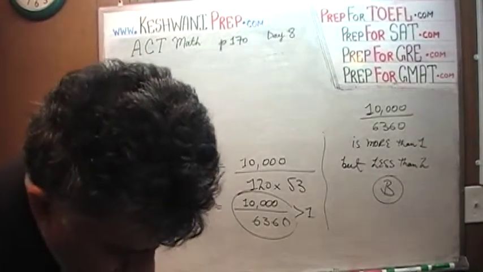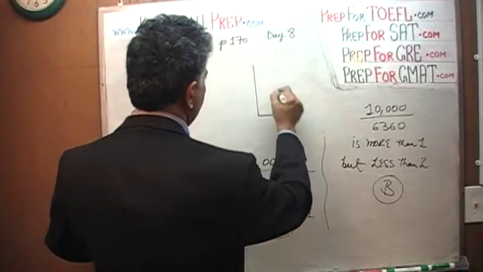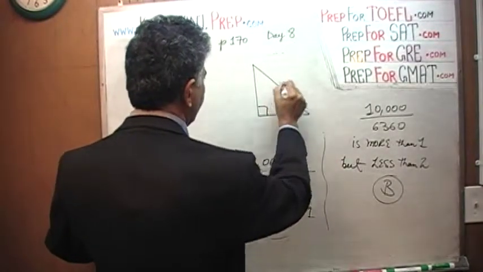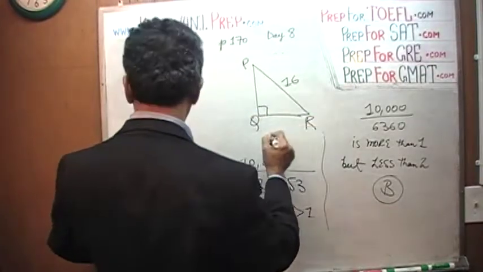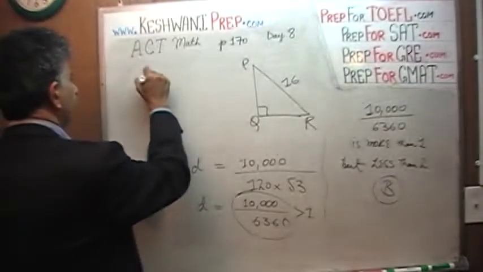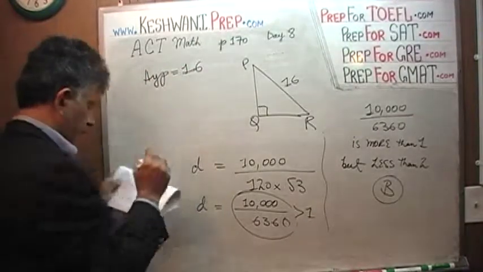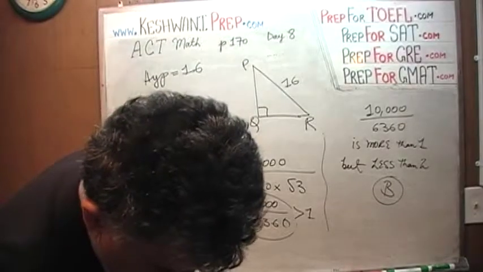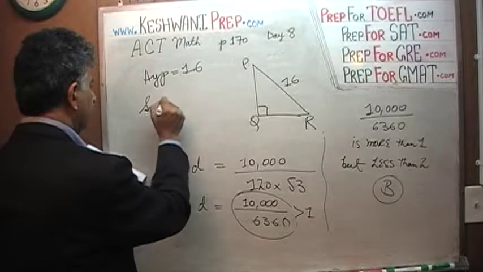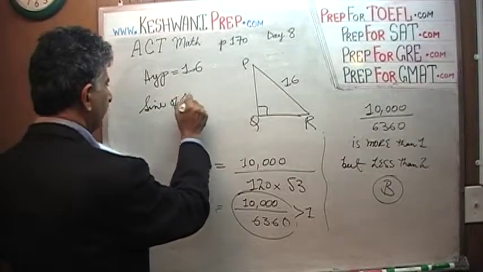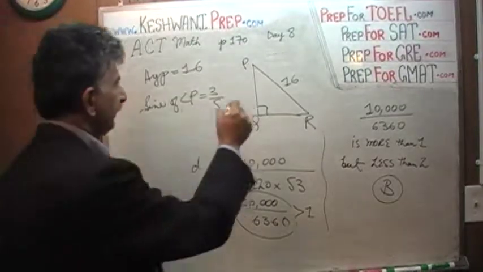The hypotenuse of a right angle triangle PQR is 16. Alright, so here is your right angle triangle. This is 16, and they're calling this P, Q, and R. Hypotenuse is 16, and we are told that the sine of angle P is 3/5. Angle P right here. This is angle P here.